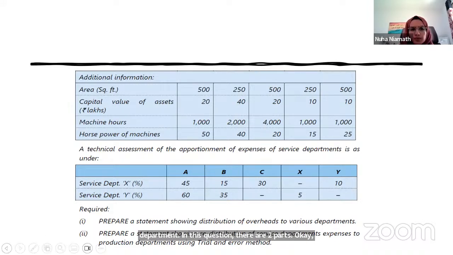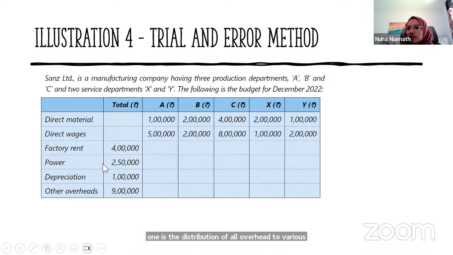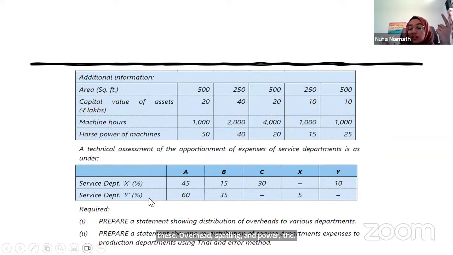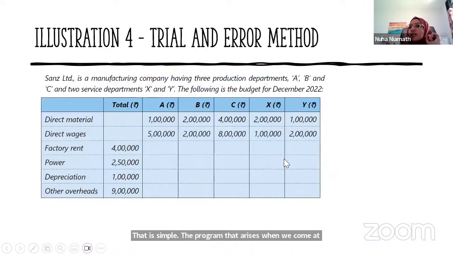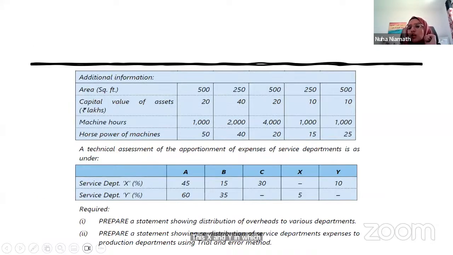So if you can see the question, first we already have these overheads: factory rent, power, depreciation, other overheads. This we can normally distribute and allocate the way we learned in the first question. This is the additional information, that is simple. The problem will arise when we come to the total of X and Y, because X and Y are service departments. In which proportion will you distribute it?